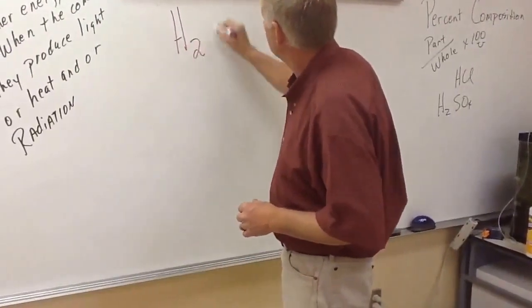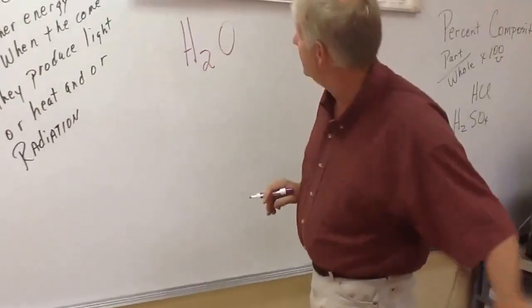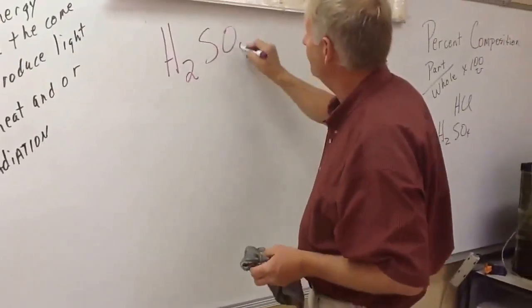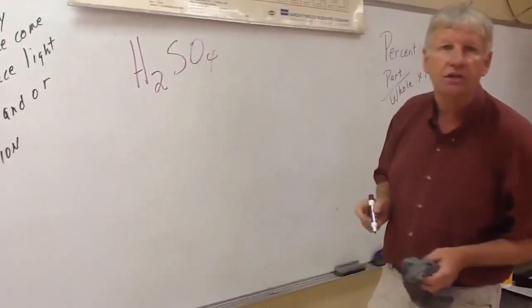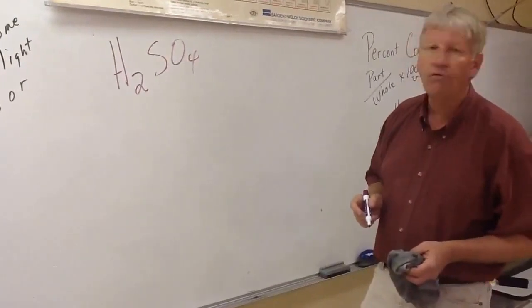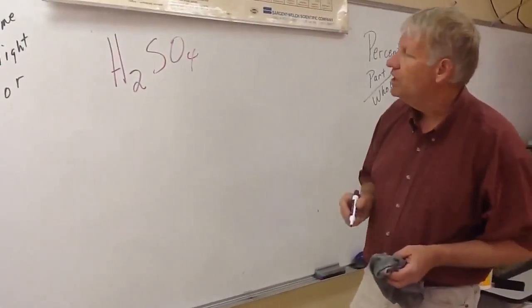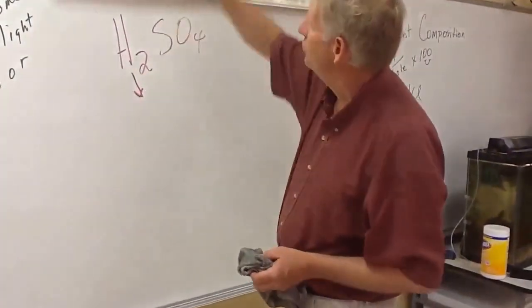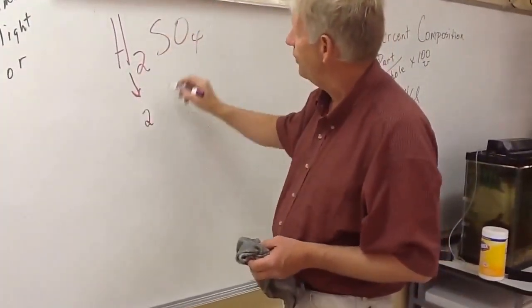So the question might say, calculate the percent composition for every element in sulfuric acid. Okay. So you need to know that sulfuric acid is H2SO4. So let's go through and do the whole thing, okay? So once again, hydrogen is 1. There's 2 of them, so there's 2 for hydrogen.